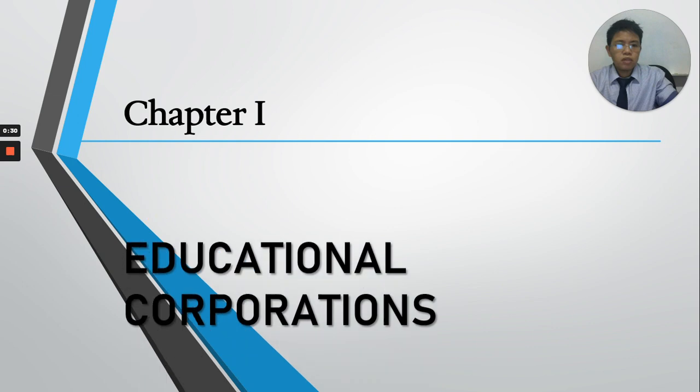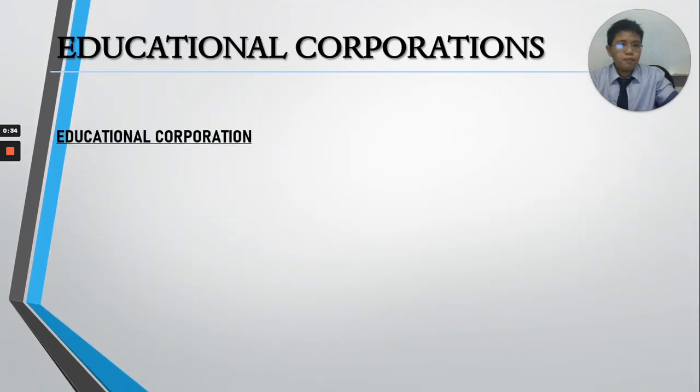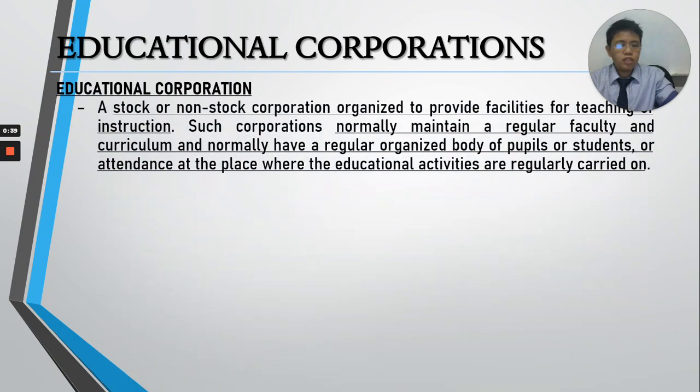Chapter 1 talks about educational corporations. So educational corporations are defined as stock or non-stock corporations which provide facilities for teaching and instruction. So remember, because they provide teaching and instruction, in short, they provide learning. Now, to provide learning, remember, the educational corporation must maintain a regular faculty. It must have a regular curriculum, and normally it will also have a regular organized body of pupils or students.